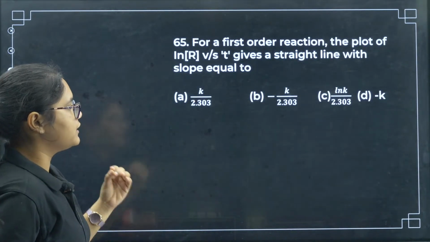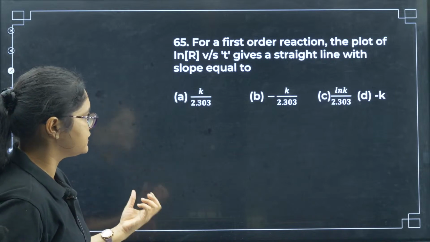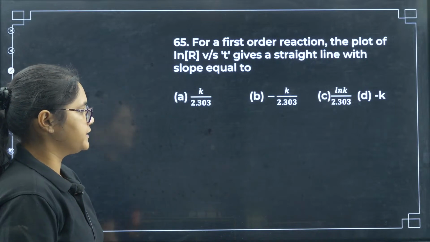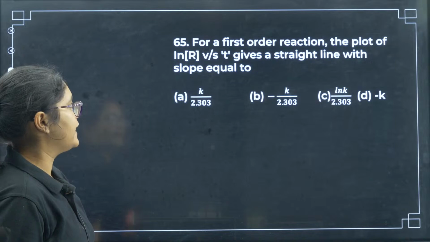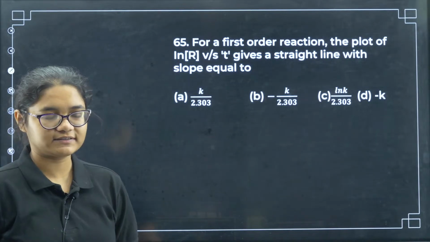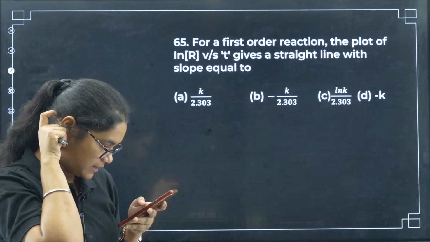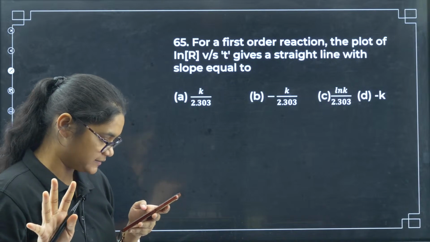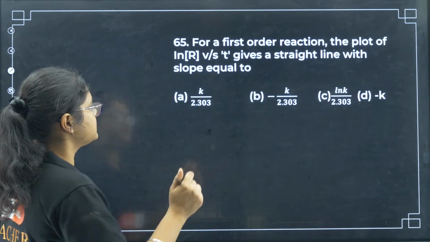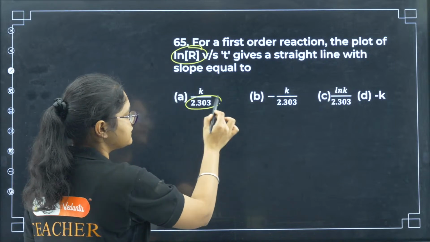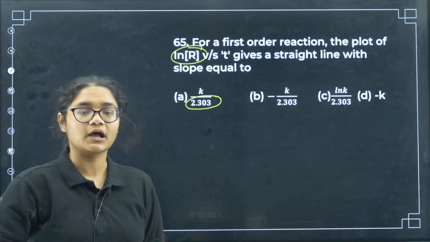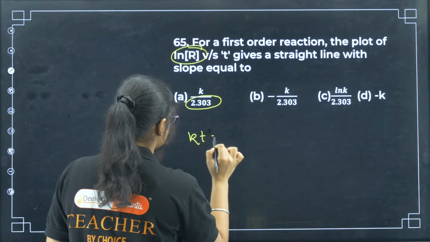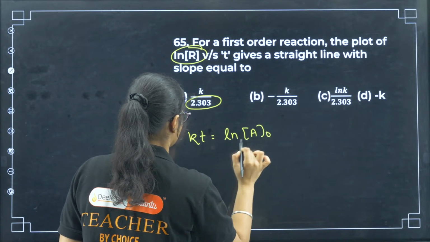Next, for a first order reaction, the plot of ln R versus T gives a straight line with slope equal to? Very easy question. Yes, ln R versus T is there. What is the slope of the equation? Let me see who is answering this correctly. Yes, 64, all of you are answering. Now 65. Students, whenever you have this ln term, 2.303 will not be there. 2.303 comes when you introduce the log term. So I have this equation, kt is equal to ln of A naught by A.